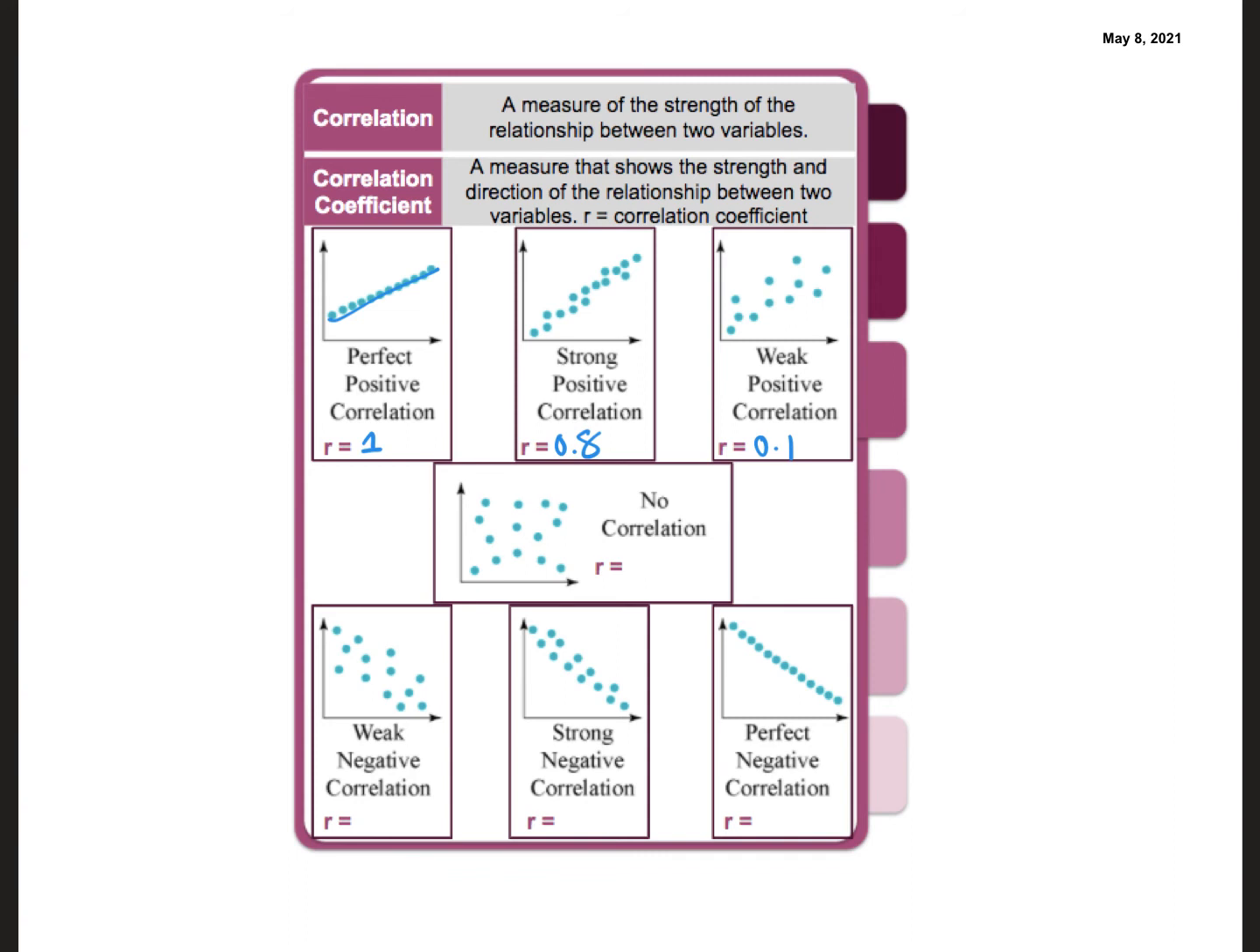Your next one is no correlation. Notice those dots are all everywhere. There's not really a line going in a positive direction or a negative direction. If there's no correlation, your correlation coefficient is going to be 0.